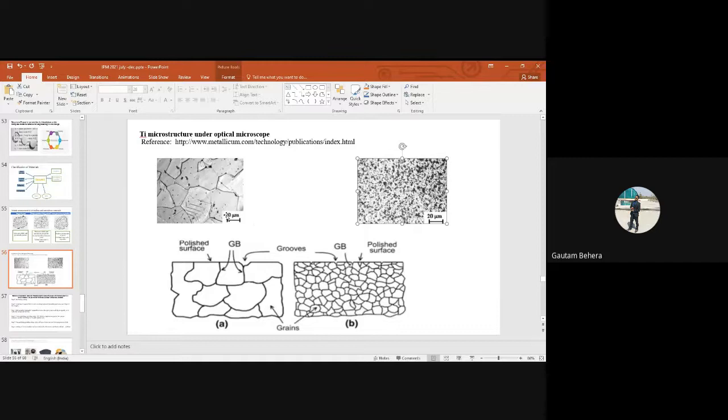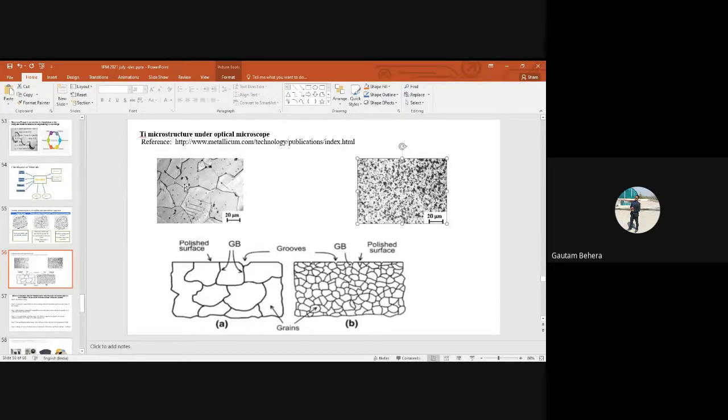You can see 20 micrometer is written here, and this is also 20 micrometer. That means the magnification is the same. This material and this material are also the same material, that is titanium. This is a microstructure of titanium, and this is also a microstructure of titanium. This is also polycrystalline.